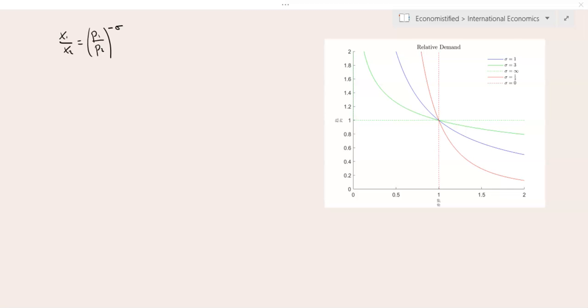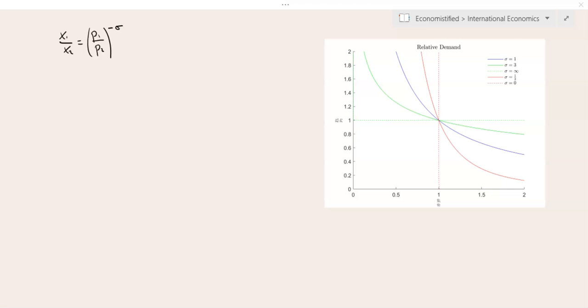This is a little counterfactual. We know from the data that when people get richer, they tend to consume a smaller share of their income on food and a larger share on things like vacations, for example. But it's still very tractable. So this is one of the reasons why we use the CES utility function.